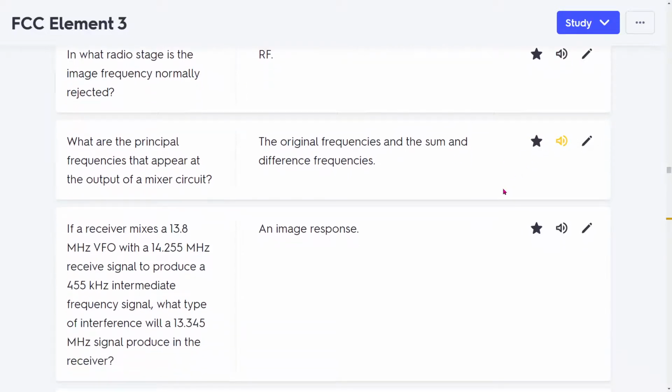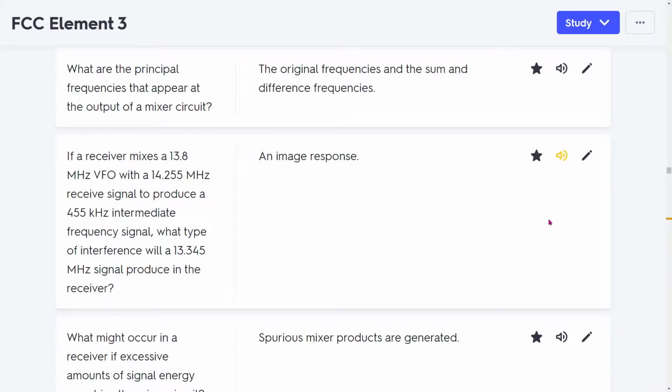What are the principal frequencies that appear at the output of a mixer circuit? The original frequencies and the sum and difference frequencies.